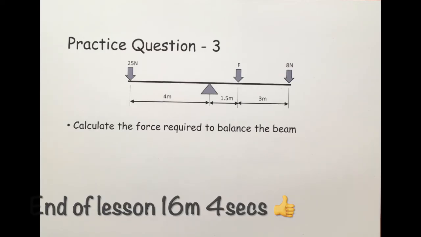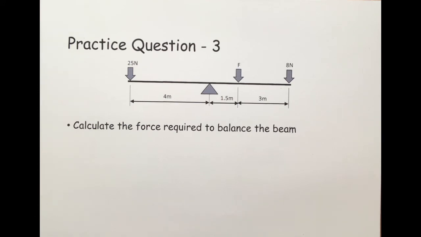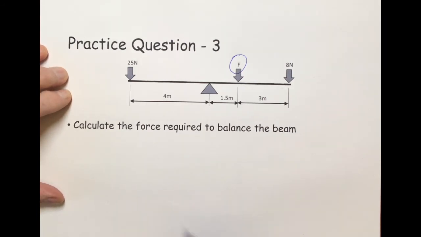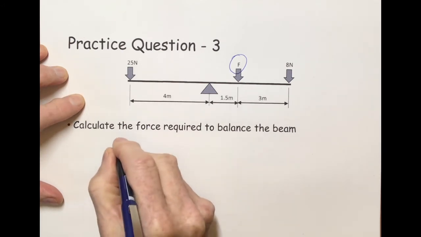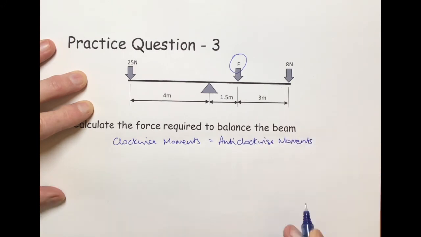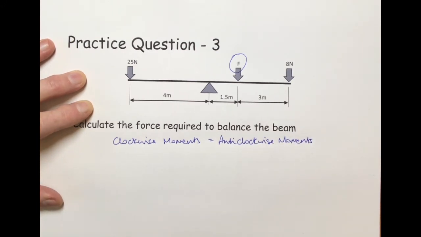Okay, so here we have practice question 3, and we need to calculate the force required to balance the beam. That's this force here. So we start off, as we do with all of these things, by writing down the statement of moments. So we say clockwise moments equals anti-clockwise moments. This means it's easier to set the whole problem up and work it through. So best if you go from left to right.